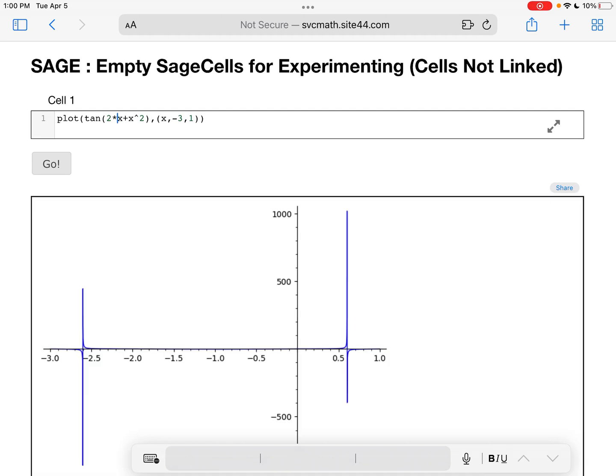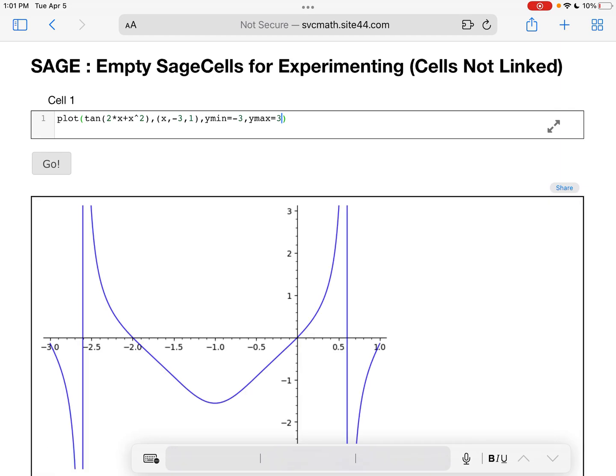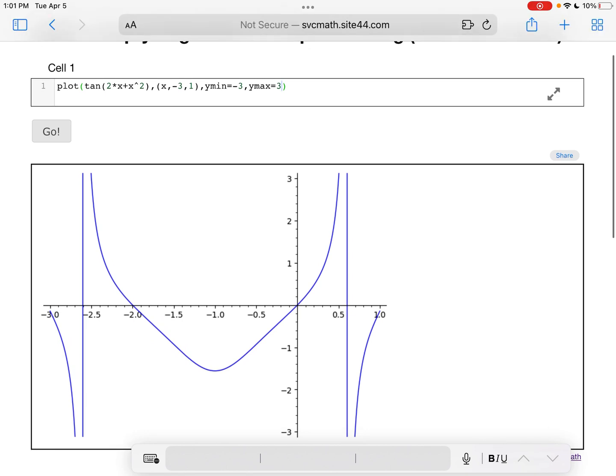Ooh, ugly graph. Obviously we've got some asymptotes going on in here and the y-scale is way off. So let's shrink down the y's a little bit. I want the y min to be -3 and the y max to be +3. Let's see how that looks. Aha, much better. And it certainly does appear that we've got a minimum value when x is -1.